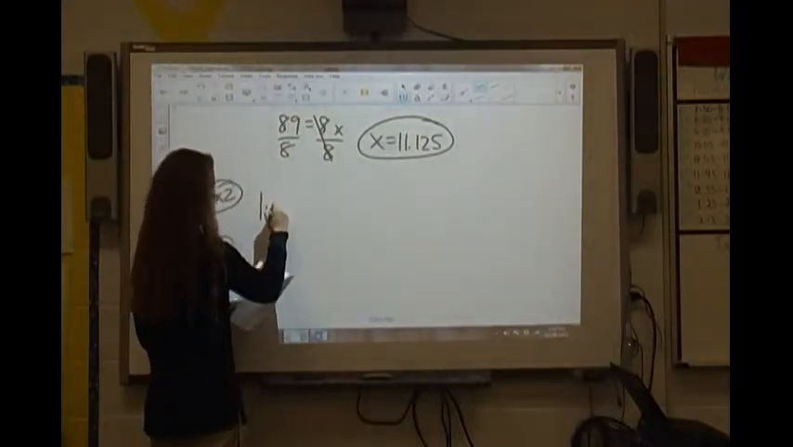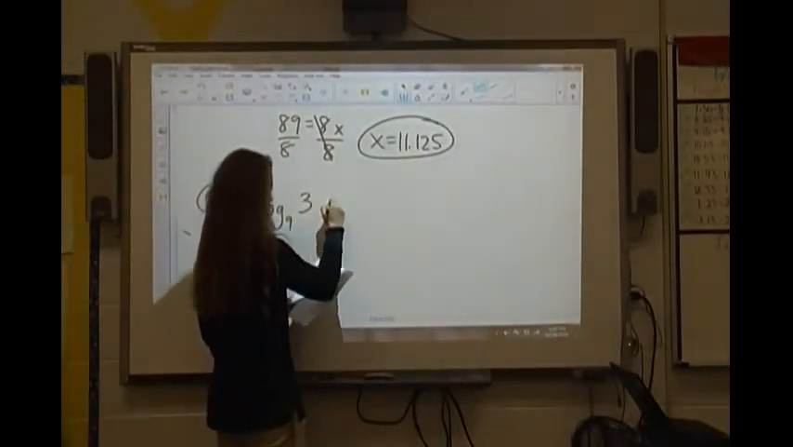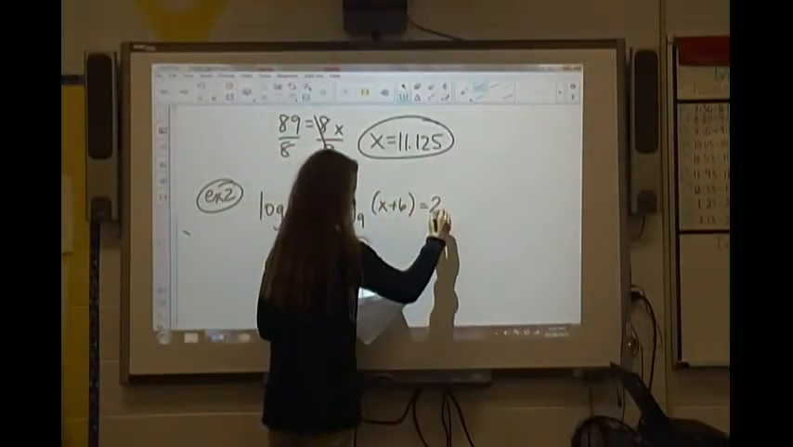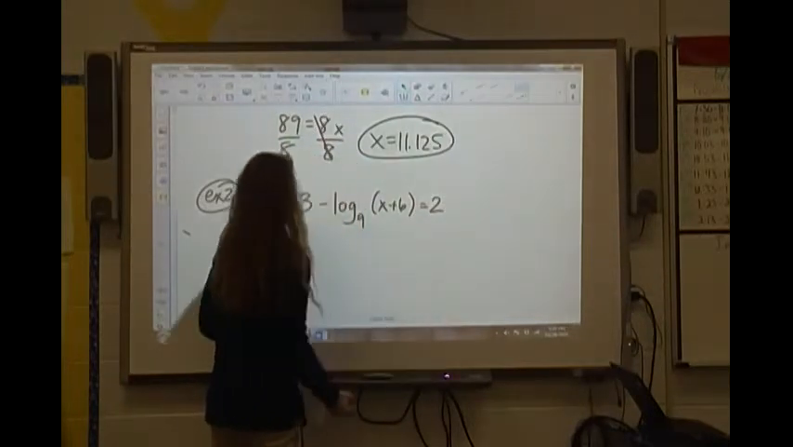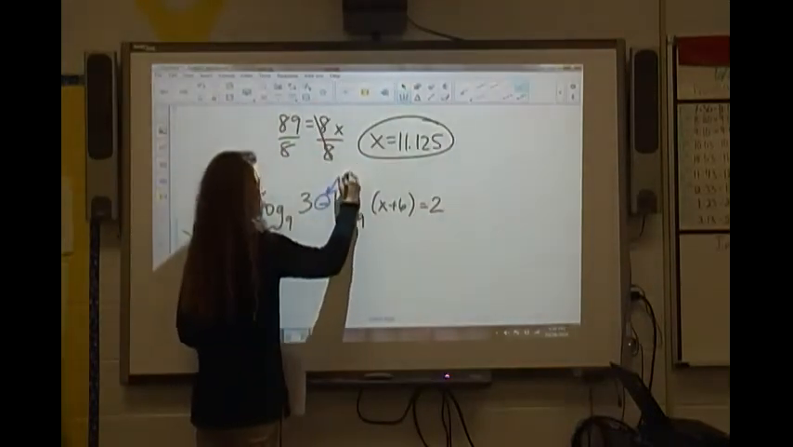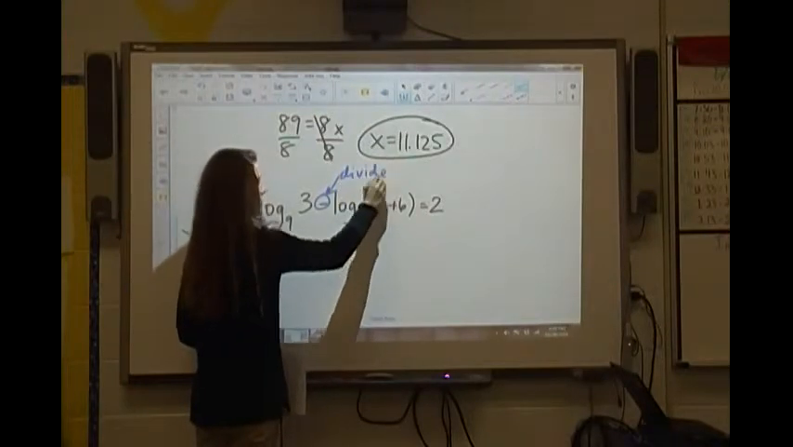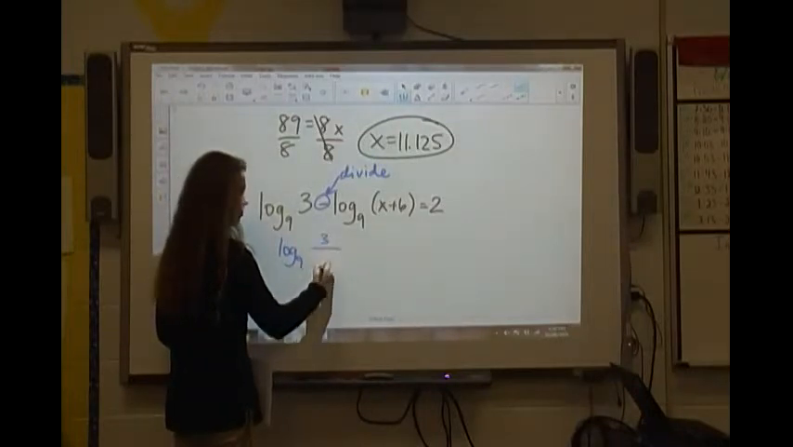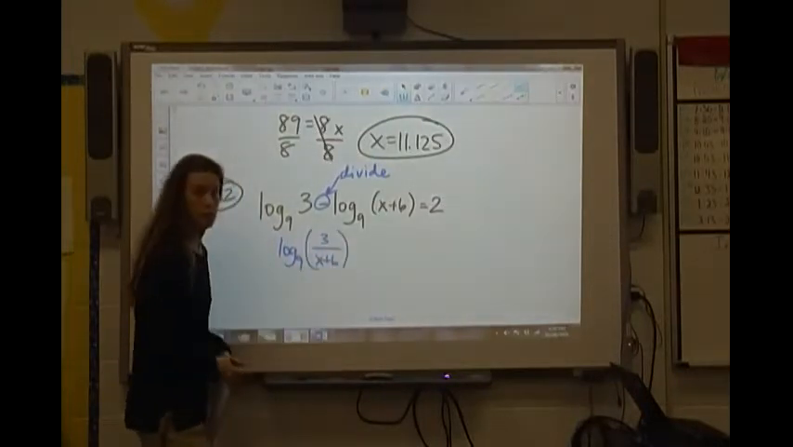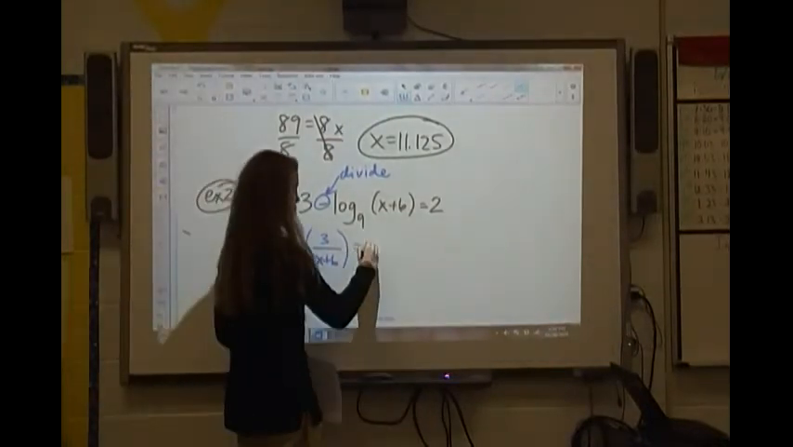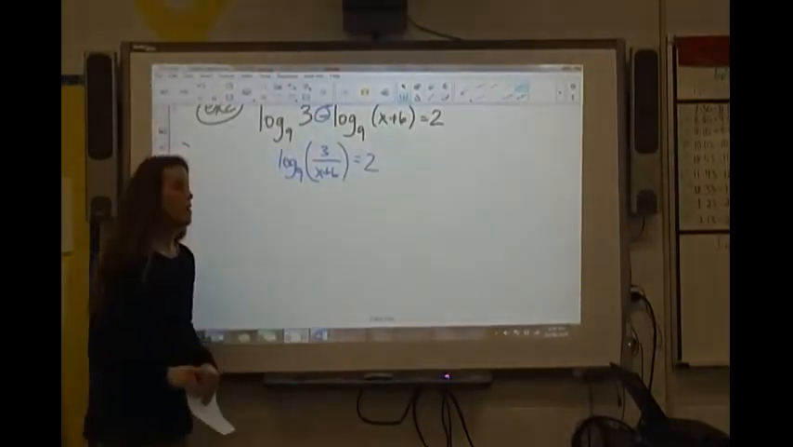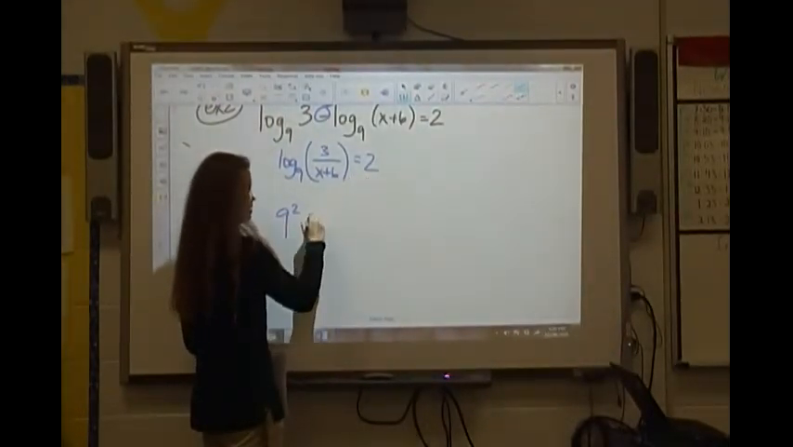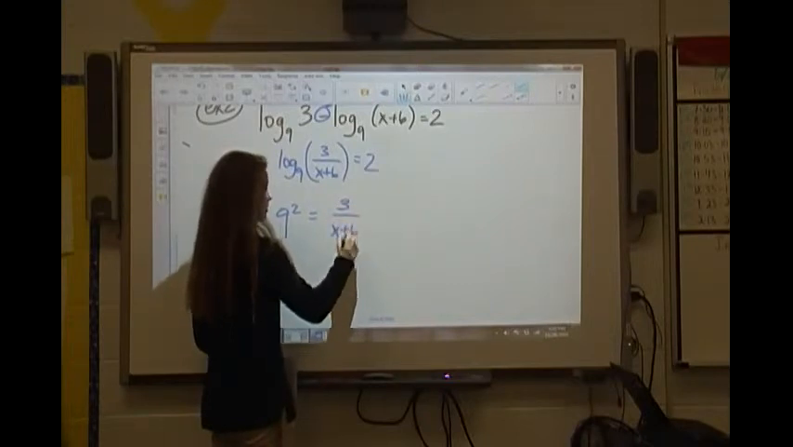We've got log base 9 of 3 minus log base 9 of x plus 6 is equal to 2. So now we have a subtraction sign, which really means that we're going to divide. So when we do this, we're going to combine these: log base 9 of 3 over x plus 6. Remember, subtraction means division, equal to 2. And now we can switch forms. So 9 squared, because base is 9, logs are equal to exponents, equals 3 over x plus 6.